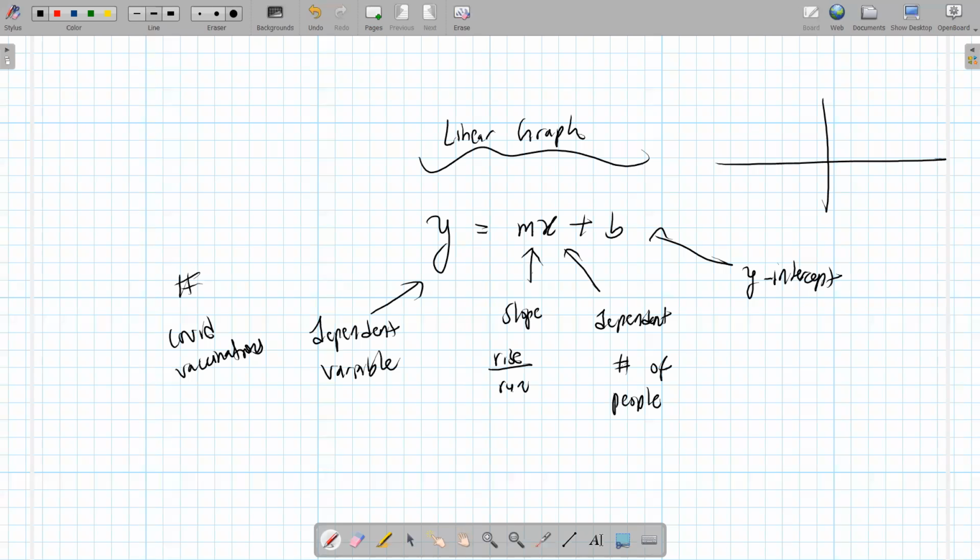Okay, so when you're actually doing this course, you can just go to the YouTube and then just review this. So again, talking about linear graph, y equals mx plus b: y is the dependent variable, m is the slope, x is the independent variable, and b is the y-intercept.